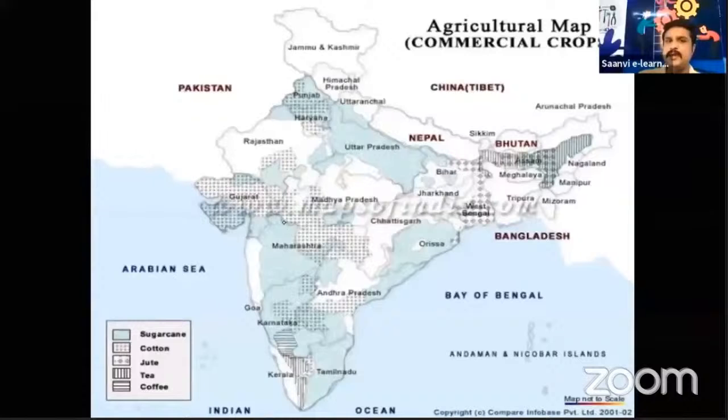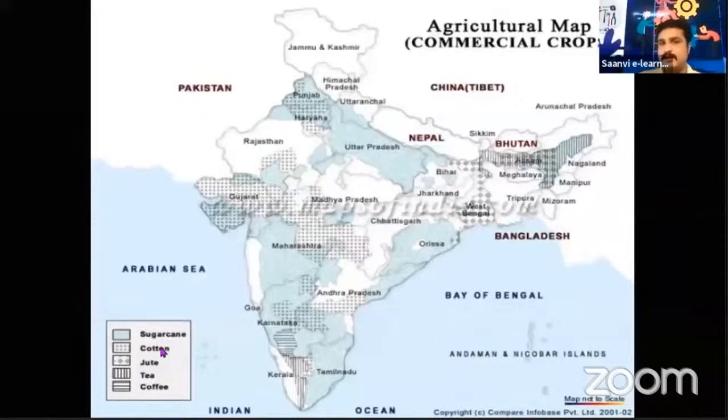Suppose sugarcane, in which part? Here you have Maharashtra, and next coming to Odisha, even Andhra Pradesh, and some area you can see here in Karnataka. These are the areas where they cultivate sugarcane more. From where we get sugarcane more, that is the concept here.